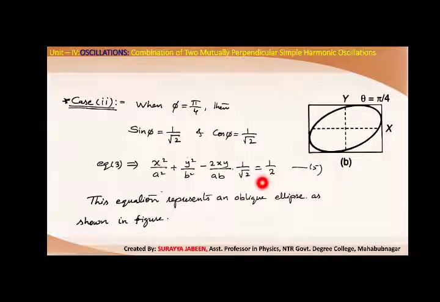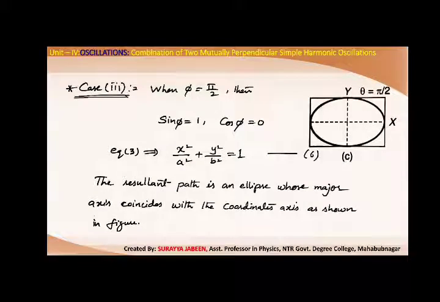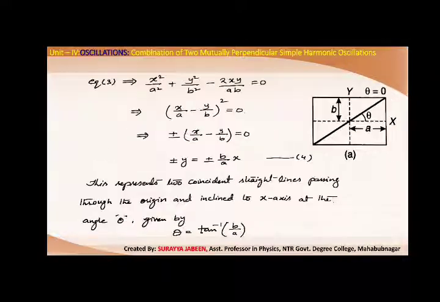Now we will take the third case. What is the third case? We have to take 90 degrees. First we have taken 0, then 45 degrees, pi by 4, then pi by 2, that is 90 degrees, we have to take. So this is when phi equal to pi by 2. Then sin phi, sin 90 equal to 1, cos phi equal to 0. Cos 90 means 0. We have to substitute these values in the equation here. Then cos phi is 0, so this term becomes 0. We get x square by a square plus y square by b square equal to 1 directly.